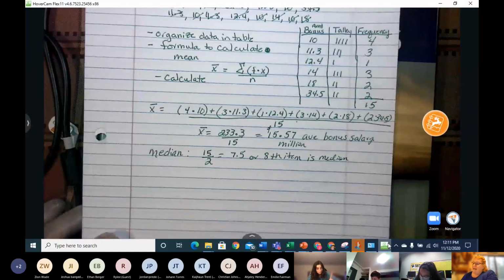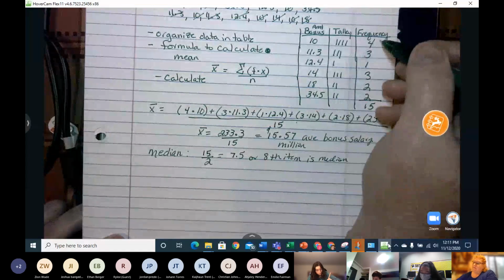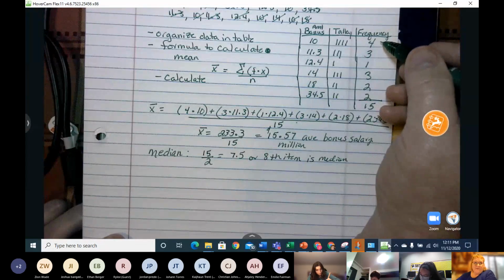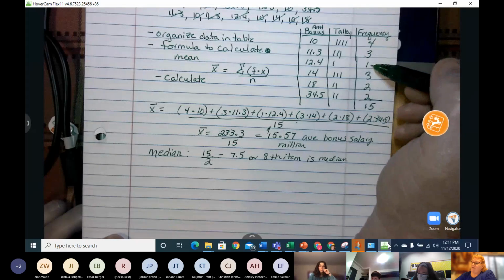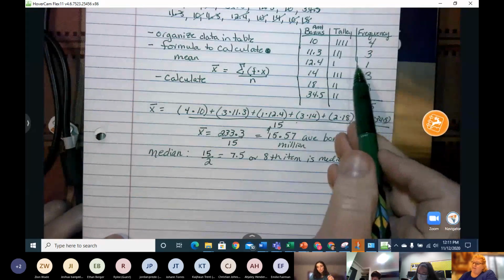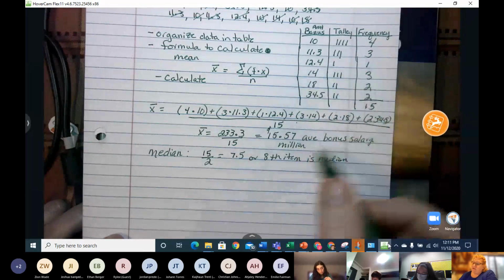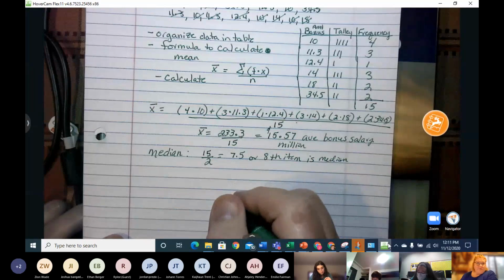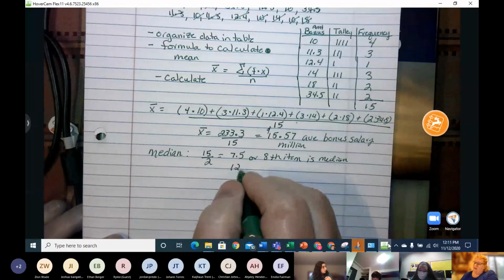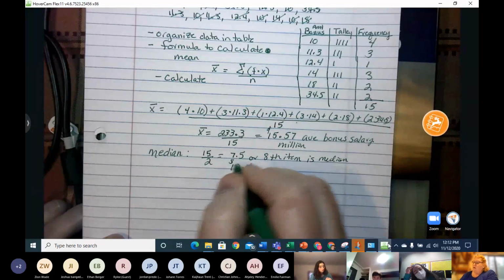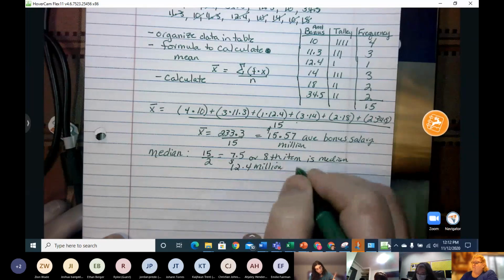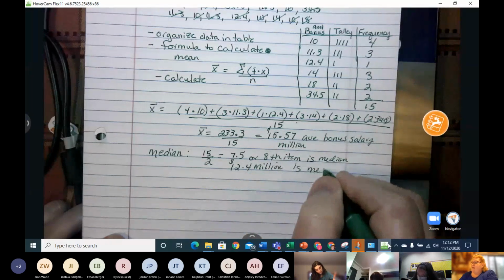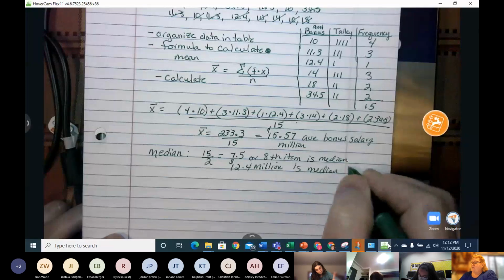So 8 is not the median. What value goes in the 8th position? So 4 plus 3 is 7, plus 1 more is 8. So in the 8th position is 12.4 million. So 12.4 million is the median bonus.